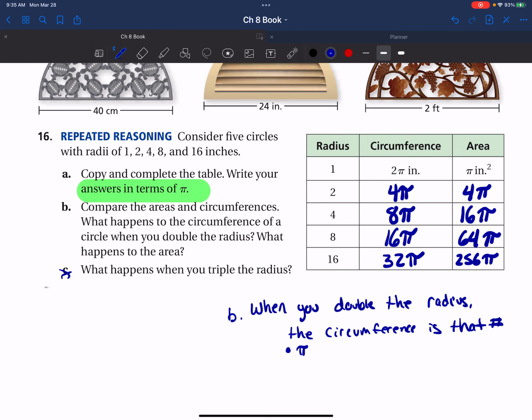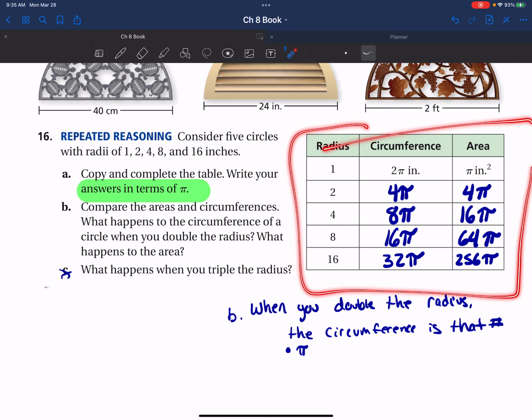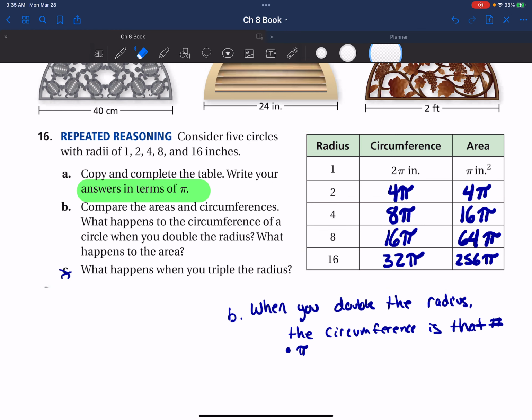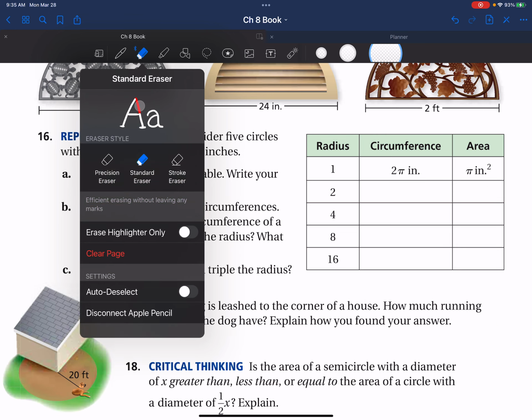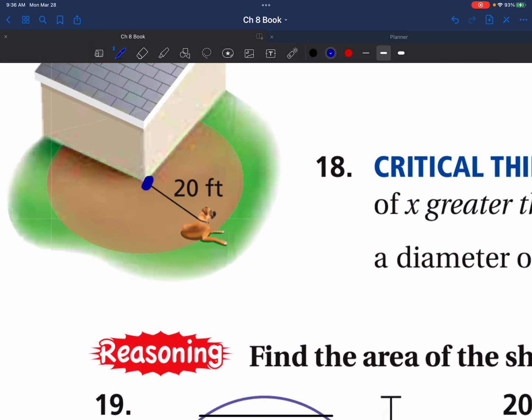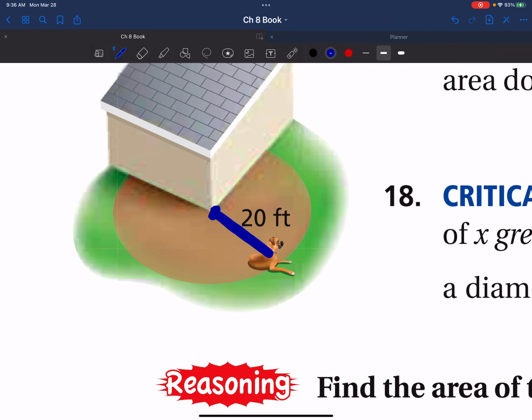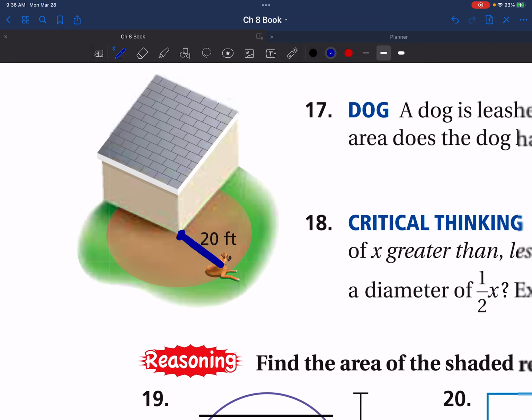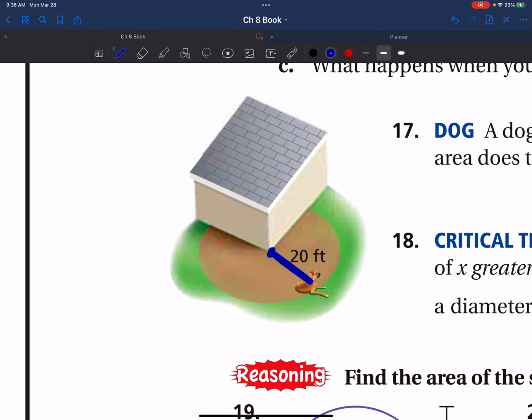Okay, so the main thing I'm really going to be looking for is that you guys got this table down. That's the big thing. All right, let's keep going. I really want you guys to do 17 on your own. I'll read it out loud. A dog is leashed to the corner of a house. So like that would be the point right here, the point of the circle. How much running area does the dog have? Explain how you found your answer. So if his leash is 20 feet totally extended, I want to know how much running area the dog has.